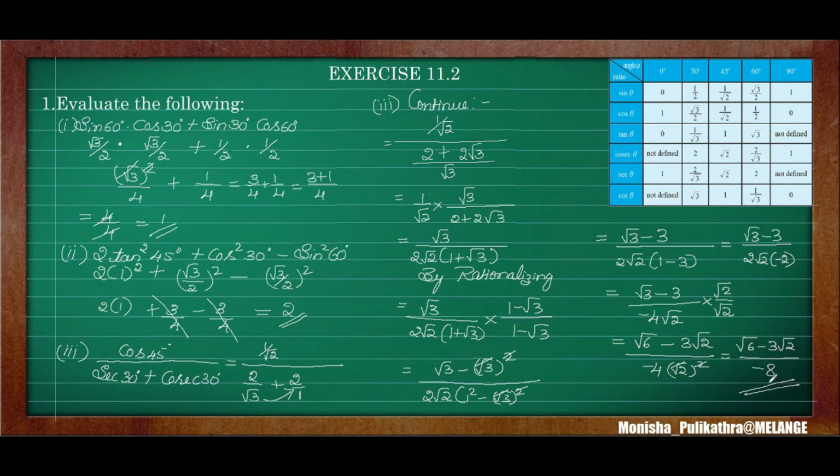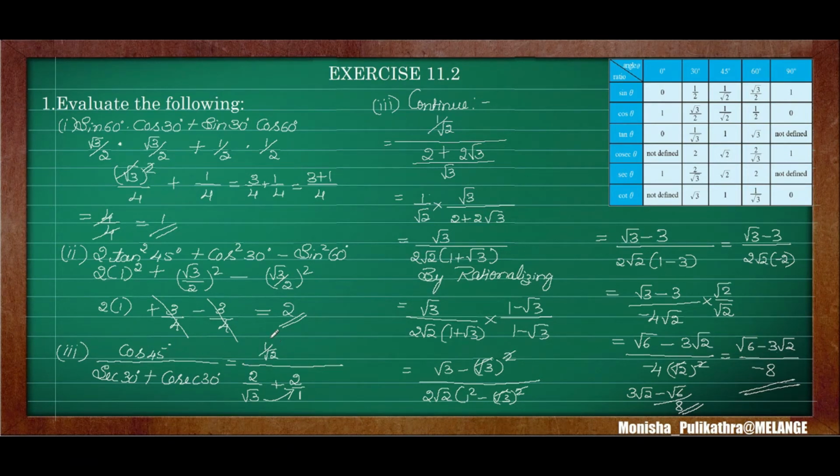So root 6 minus 3 root 2 divided by minus 8, or else you can just take common of this minus. You can take minus common, then the answer will become 3 root 2 minus root 6 divided by 8. If you take minus common here, or else you can keep the answer like this itself. Okay. So I will explain this third one once again.